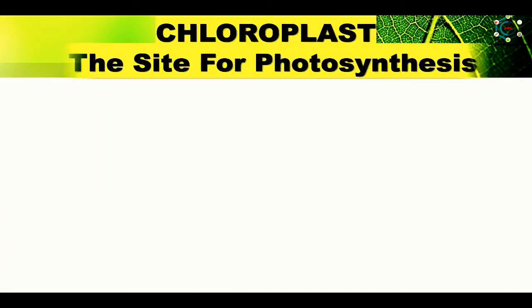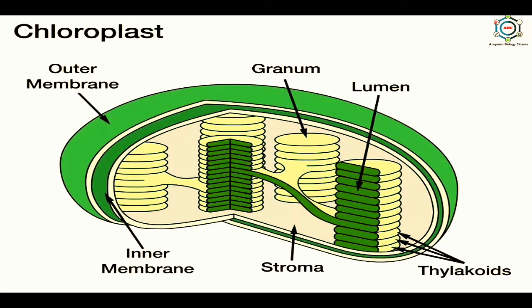Now after this, the chloroplast, which is the site of photosynthesis. So, what are chloroplasts? Chloroplast is taken from the Greek words chloros, which means green, and plastos, which means molded. They are green plastids which occur in all the green parts of plants. They are the actual site of photosynthesis.